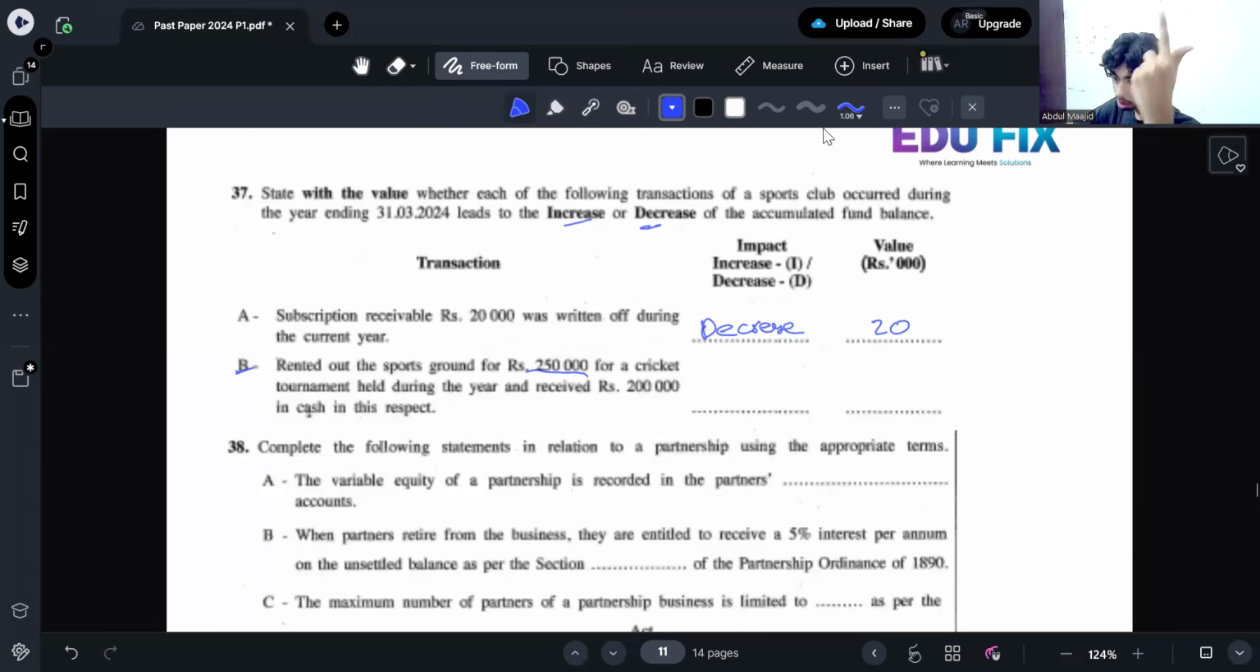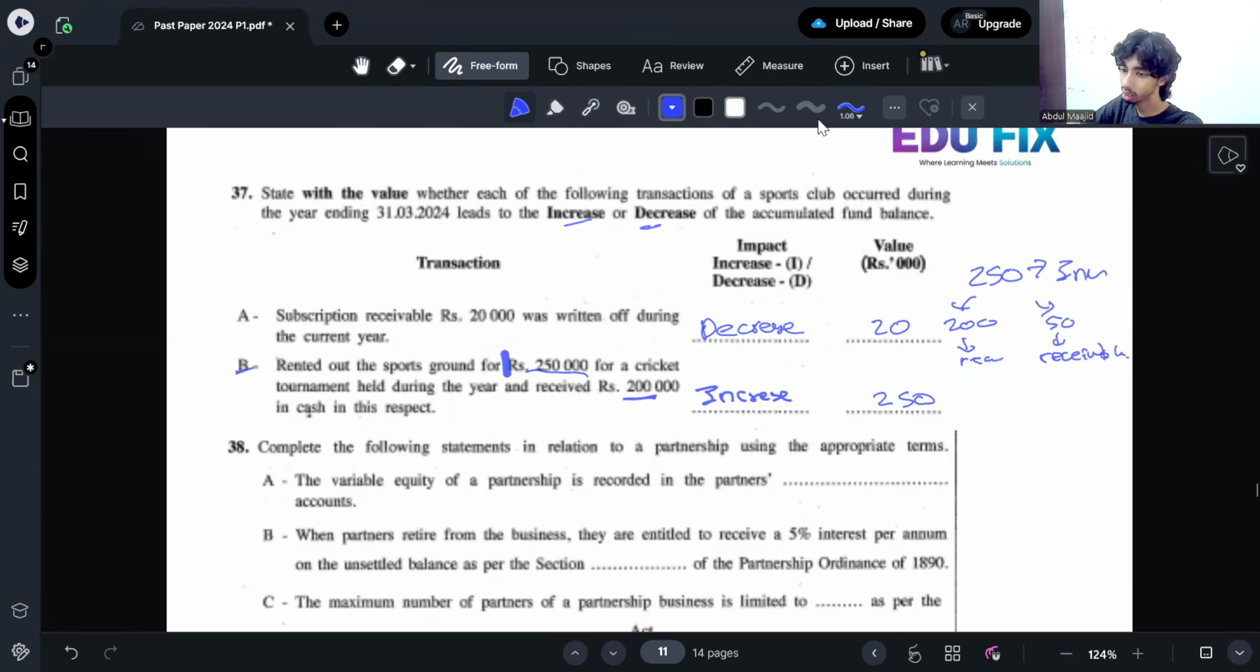Now you have rented out the sports ground. Then what is the total income amount you're supposed to get? You're supposed to get 250,000. But you have got only 200. But then what will you record as income? The actual amount you're supposed to receive, right? That is 250,000. Okay, this 250 is your income. Out of that, 200 is received and 50 is receivable. Okay, is that clear? Then 38.